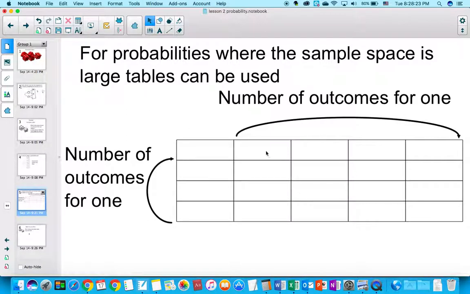So a table like this, we can go, okay, well, we'll have one outcome here, and all the number of outcomes for that one event. These are all the outcomes for that one event. And then we can put the number of outcomes for the other event here. And so where they meet, like on a grid, is the probability of any one event.